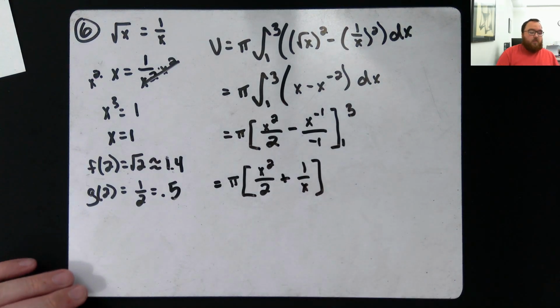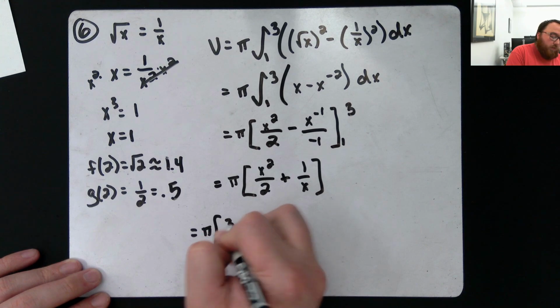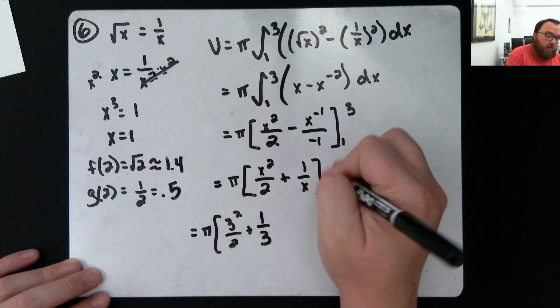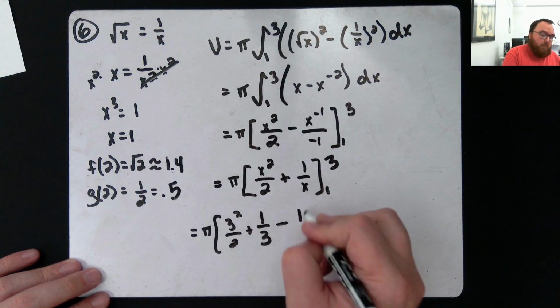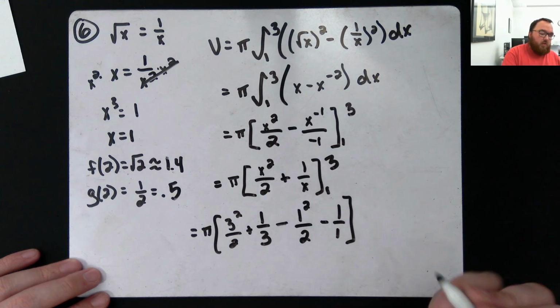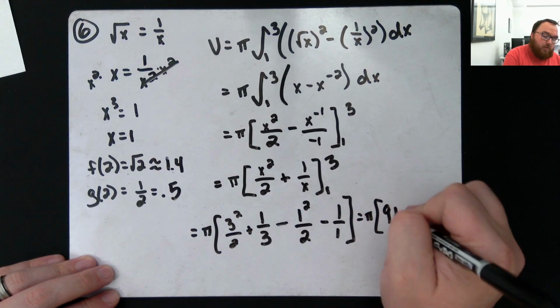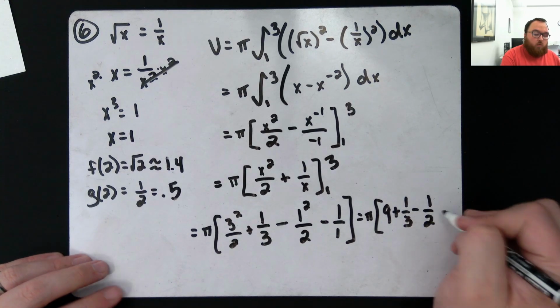Plug in our top bound first. 3 squared over 2 plus 1 over 3. I forgot to write them right here. And then subtract, plug in the bottom bound, 1 squared over 2 minus 1 over 1. 3 squared is 9 plus 1/3. 1 squared is 1, so minus 1/2. 1 over 1 is just 1.